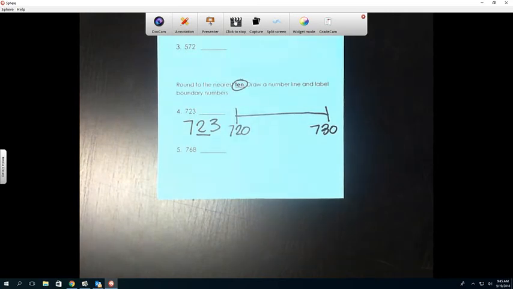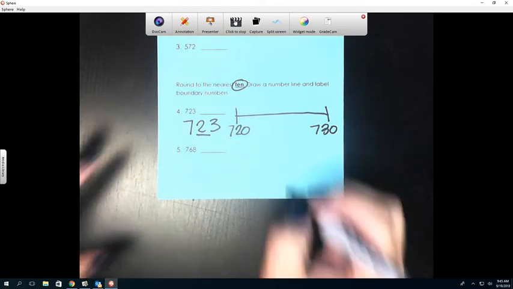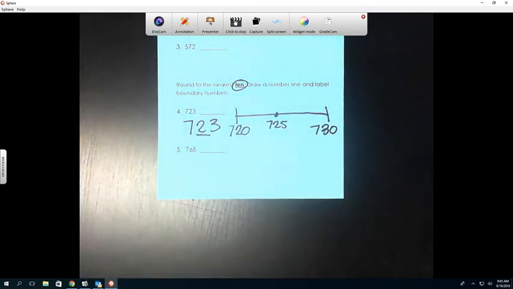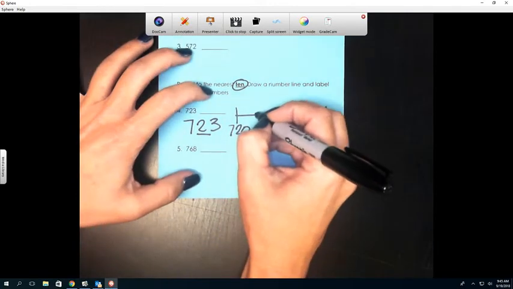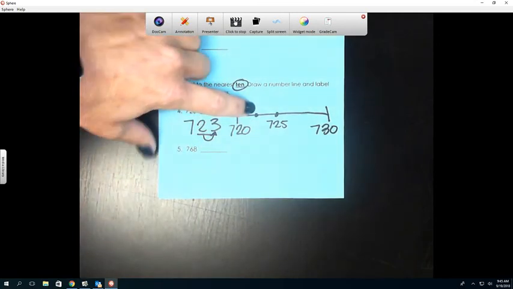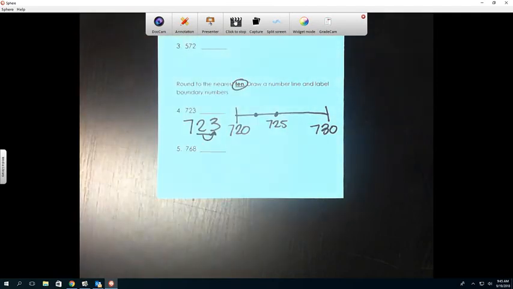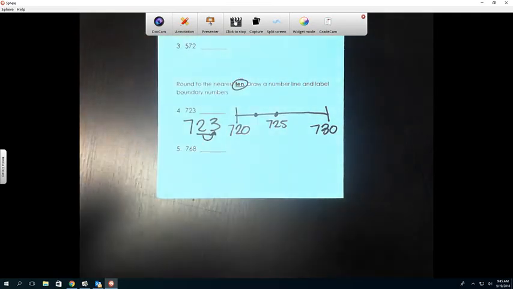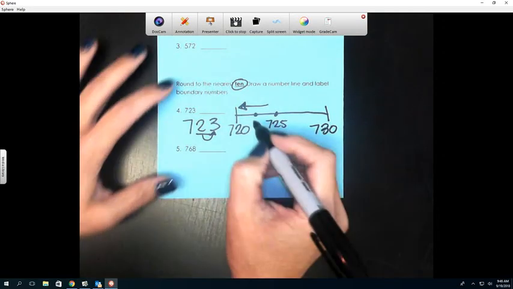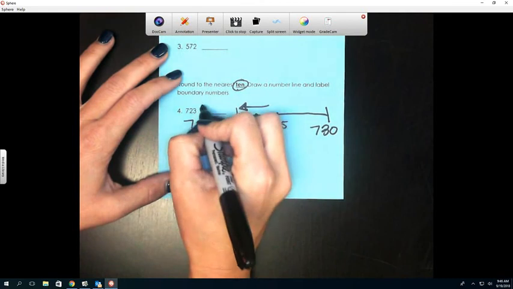Okay? What would the midpoint be between a 10? 5. It's going to be in the 5. So 725 would be my midpoint. And this number that we are working with is 723, which is going to be around right here. Oh, you know what we forgot to do? We forgot to look next door right there. So this is about where 723 would be. And it is on the left side of the midpoint. So it is closer to 720. So 723 rounded to the tens is 720.